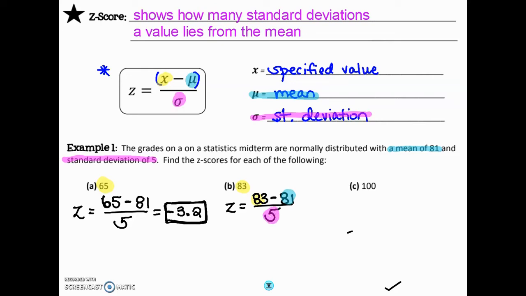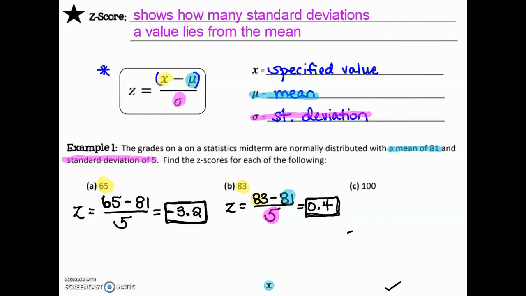Awesome. So when I type that in Desmos or put that in the calculator, I get 0.4. So that's not far off from the mean, which makes sense because 83 is not far off from 81, but it's positive because it's above the mean. I scored above average. Last but not least, what about a 100?